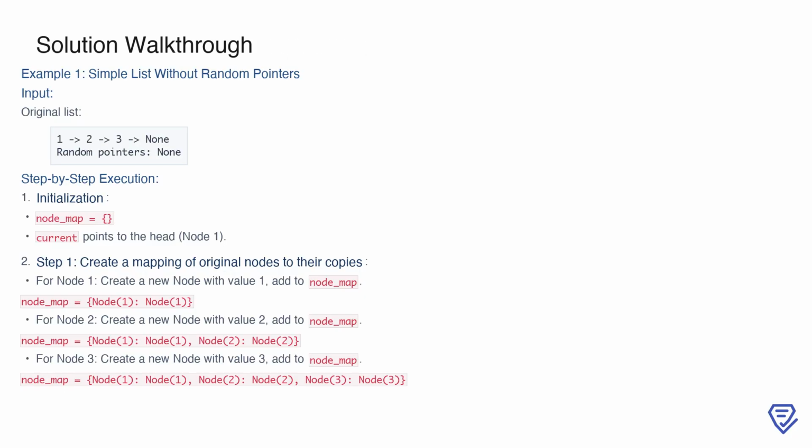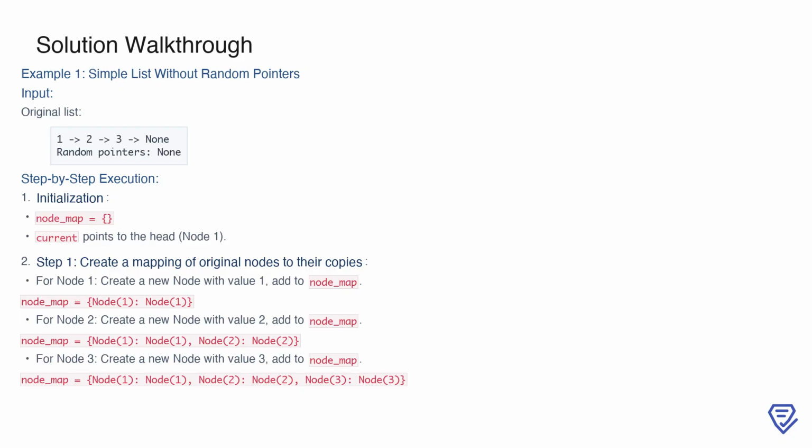To solve the problem of copying a linked list with random pointers, we'll start with a simple example where the linked list has no random pointers. The input consists of 3 nodes connected sequentially: 1 points to 2, 2 points to 3, and 3 points to none. First, we initialize an empty mapping called node_map to associate each original node with its copy. We also set a pointer, current, to the head of the original list, which is node 1.